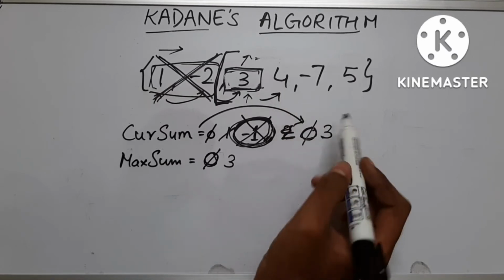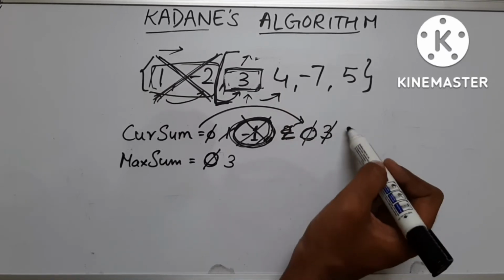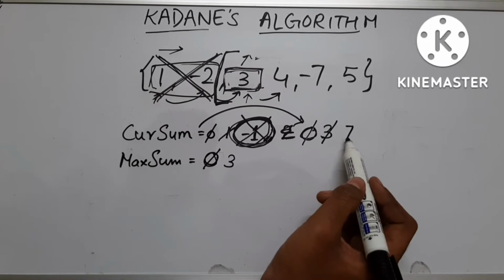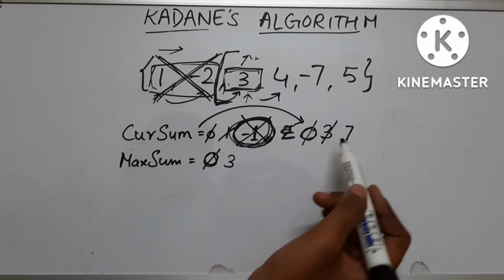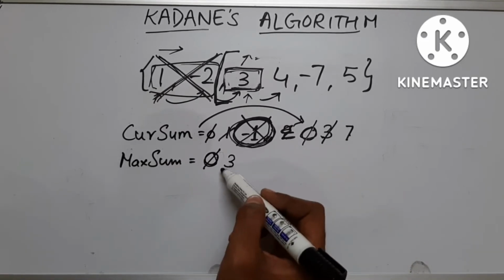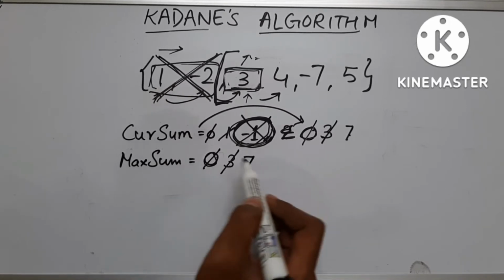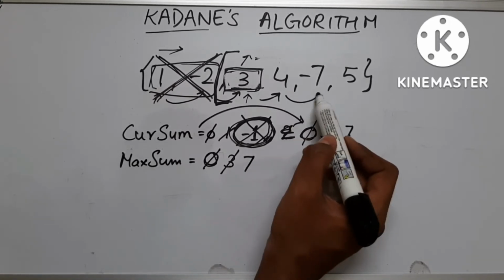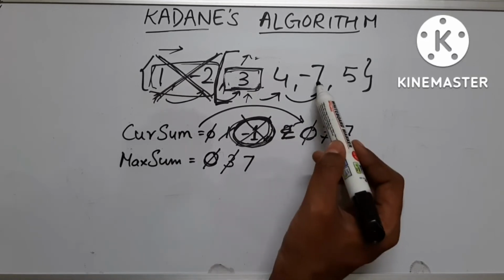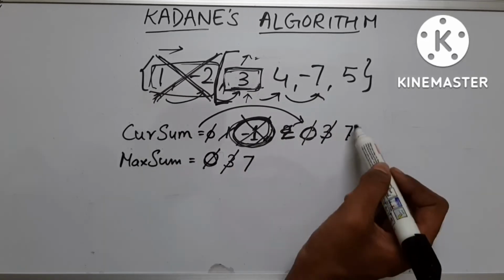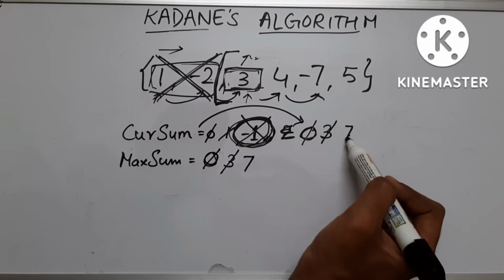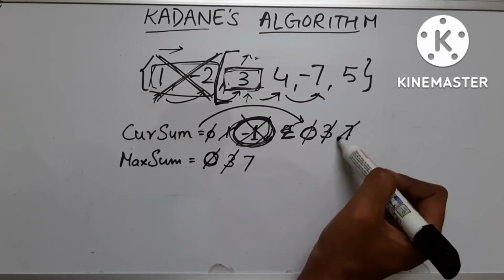Now we add this 4 to this 3, it will become 7. Now you compare 7 and 3. 7 is the largest sum as compared to 3, so you make max sum as 7. Now you move to the next element. Now you see it is a minus 7. So you add minus 7 to current sum, and this will become 0.